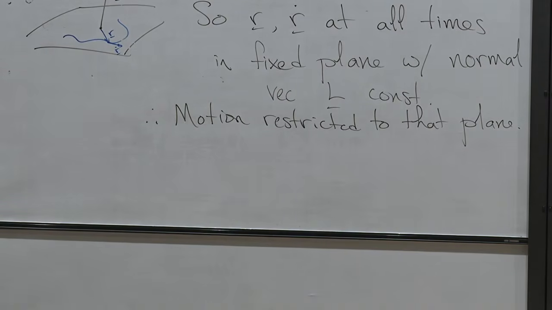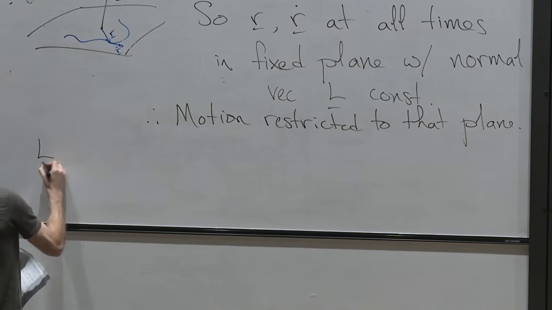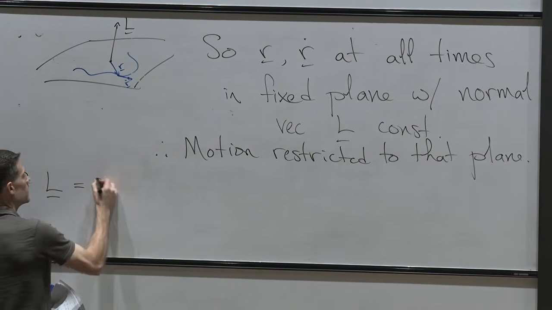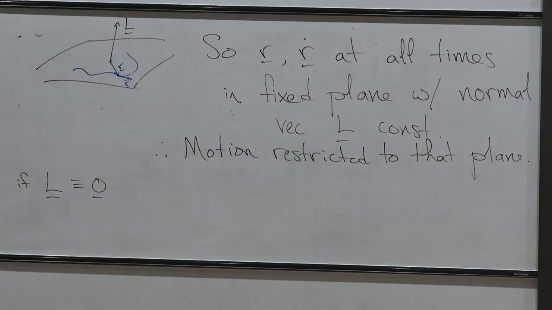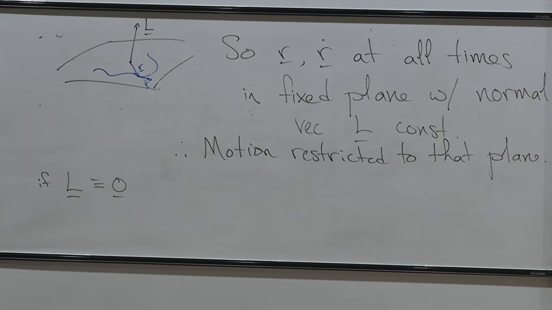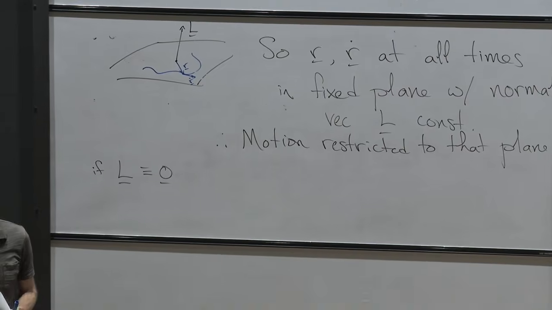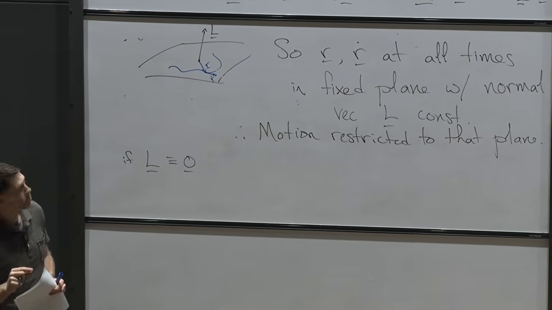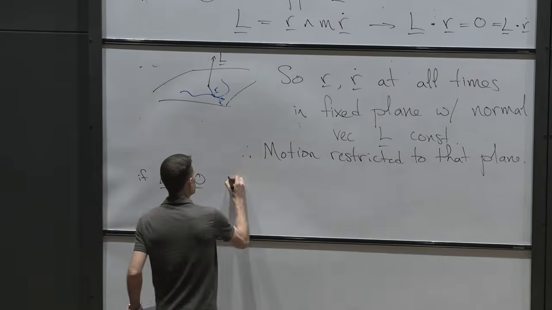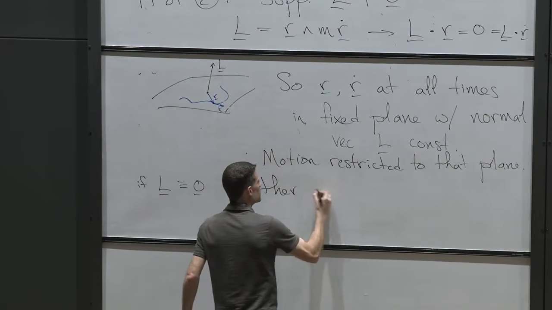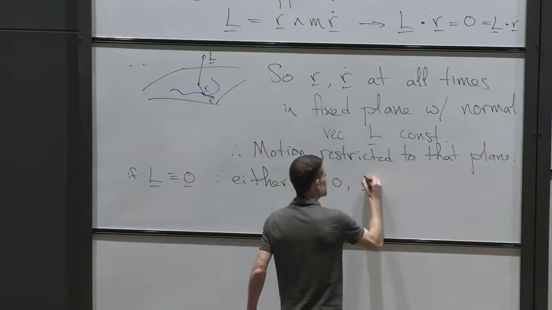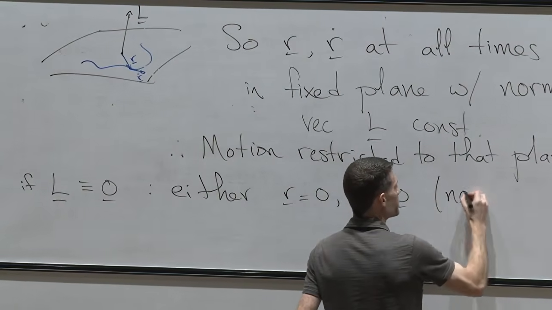Actually, if L is the zero vector, that's a sort of easier case. Right? If L constant is the zero vector, then it must be that one of the inputs, well, okay, two possibilities. Either r is 0 or r dot is 0, which means nothing's actually happening, so there's no motion, which still means it's restricted to a plane because it's not moving at all. Or r is parallel to r dot.